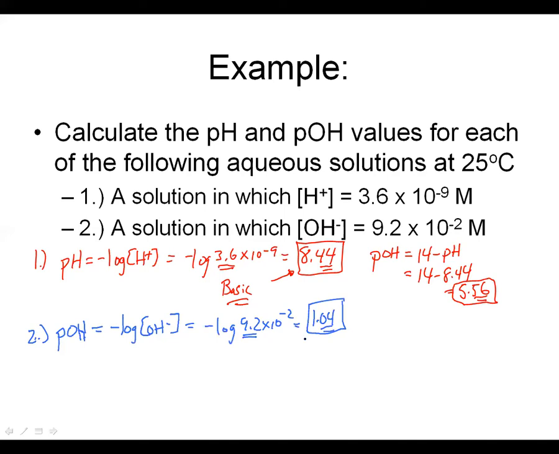And if we subtract that from 14, our pH would equal 14 minus 1.04. Looks like a 12. What do we got there? 96. Yep. 12.96.